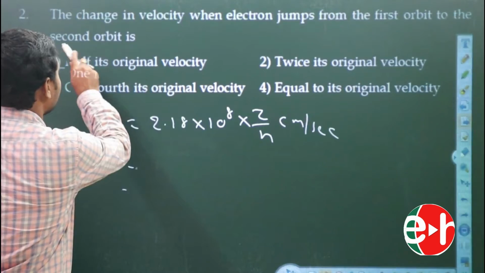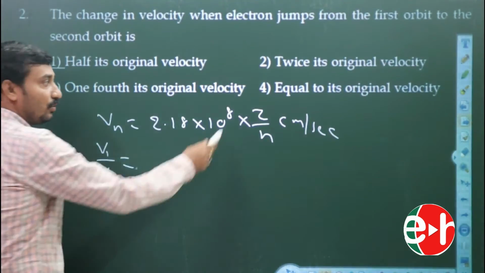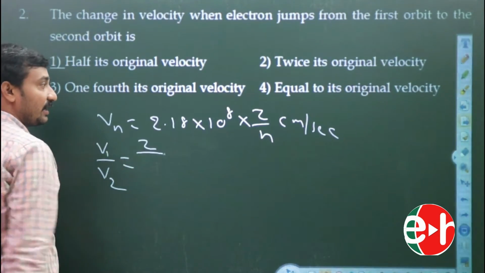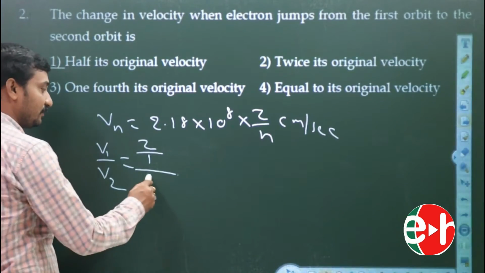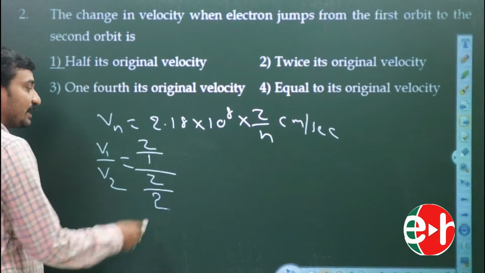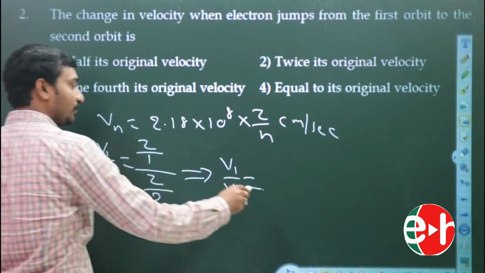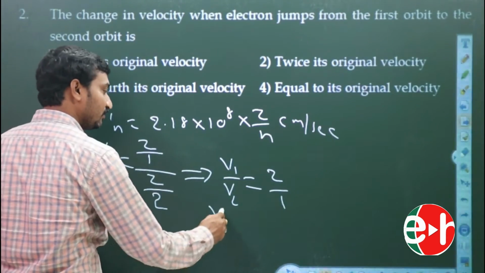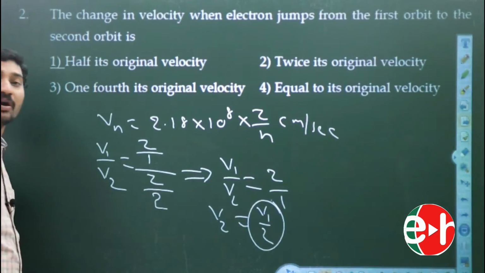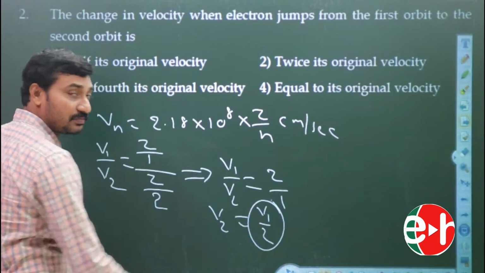Z value here is given for the hydrogen atom. Don't worry, Z value is the same because the same atom is given here, so Z value is the same. N value 1 by again Z to second orbit. This is Z value, Z cancel. That implies v1 by v2 is equal to 2 by 1. Then v2 is equal to v1 by 2. That means when the electron jumps from the first orbit to the second orbit, the velocity will become half.